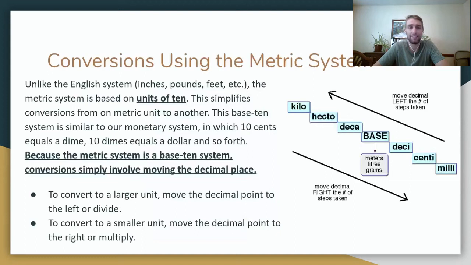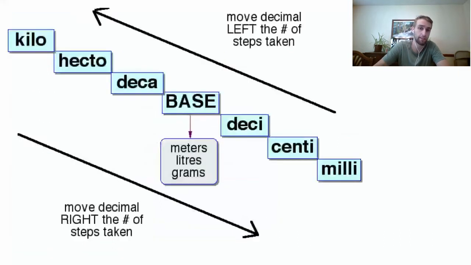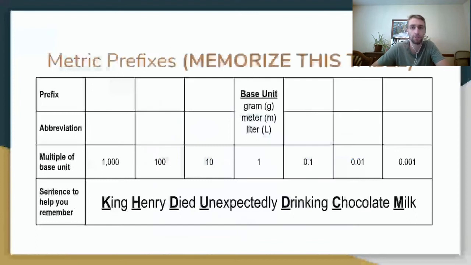The basic idea is when you're going to bigger units, you're going to move the decimal point to the left. That's the same as dividing by 10. When you're going to smaller units, you can move the decimal point to the right, which is like multiplying by 10. Here's that same diagram zoomed in. I'll explain what all these prefixes mean and give you a good way to remember them if you're a little bit rusty on your metrics.